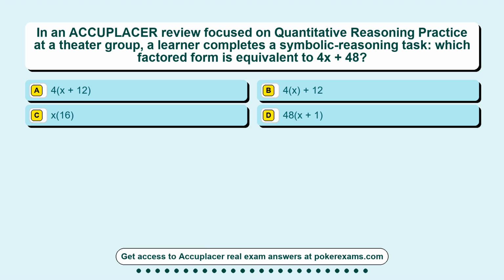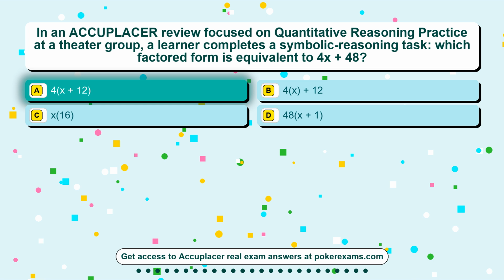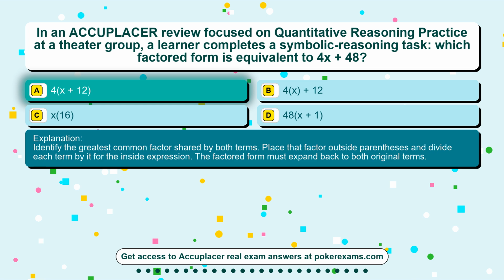Question 20. In an ACCUPLACER review focused on quantitative reasoning practice at a theater group, a learner completes a symbolic-reasoning task. Which factored form is equivalent to 4x plus 48? Option A, 4(x plus 12). Option B, 4x plus 12. Option C, x 16. Option D, 48(x plus 1). The correct answer is option A, 4(x plus 12). Identify the greatest common factor shared by both terms. Place that factor outside parentheses and divide each term by it for the inside expression. The factored form must expand back to both original terms.